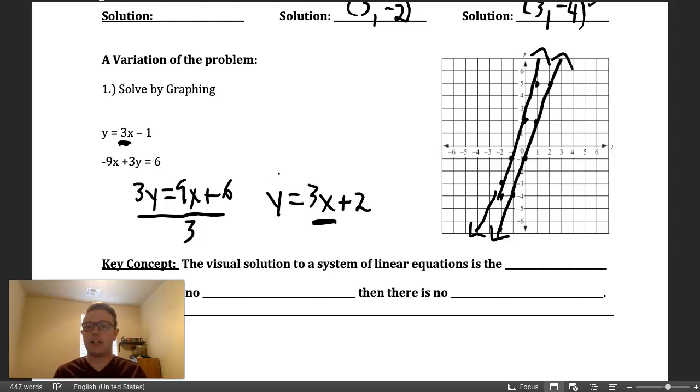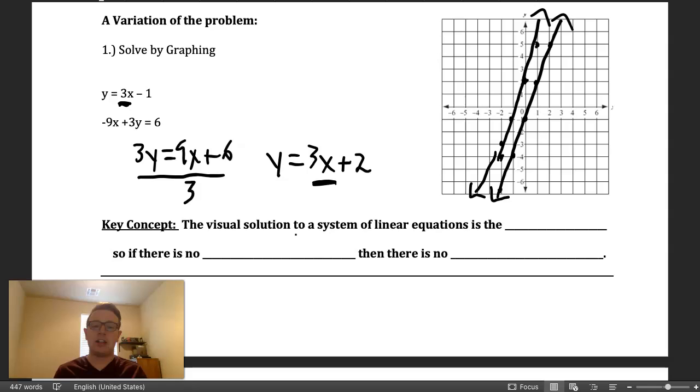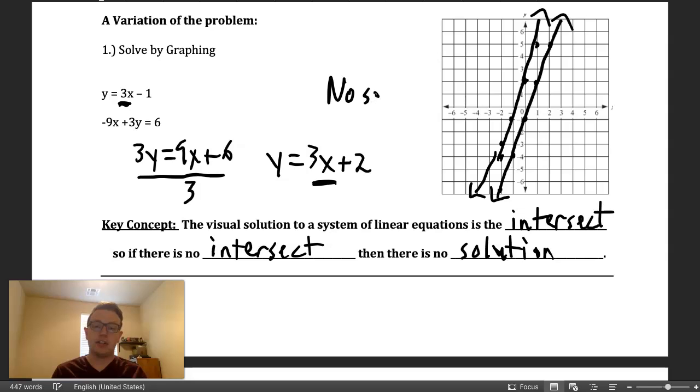What does that mean for our equation or for our solutions? Well, let's go down to this key concept. The visual solution to a system of linear equations is the intersect. So if there's no intersect, if we have no place where these two cross, then we have no solution. Meaning that our answer for this is going to be no solution.